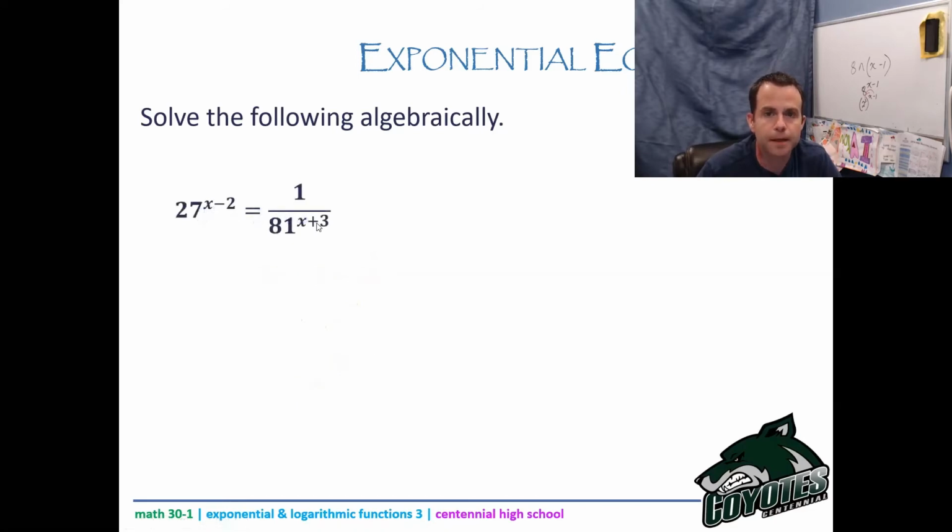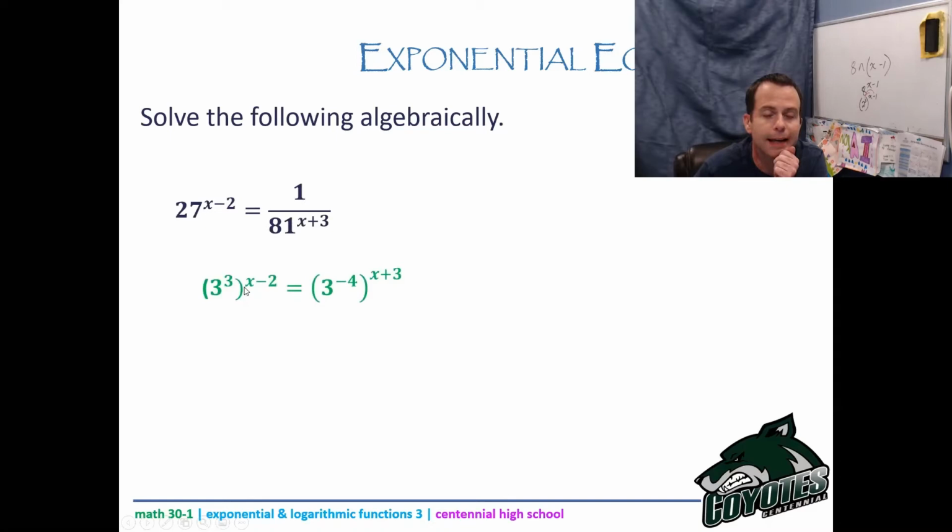Okay, now 27 to the x minus 2 equals 1/81 to the x plus 3. I would love it if you paused me right now and tried this yourself. So all of this can be written with base 3. That's the first thing I'm going to do. I'm going to change this 27 to be 3 to the 3. 81 is 3 to the 4, so I can change this to be 3 to the negative 4.